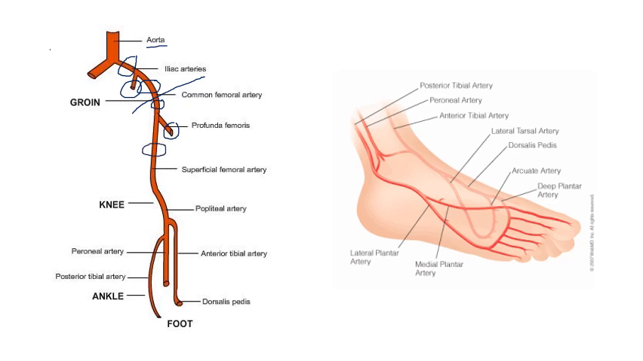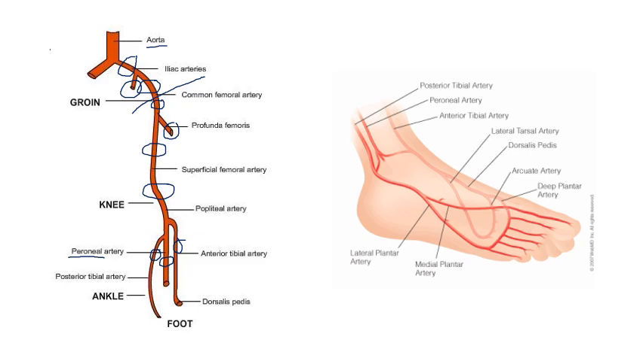And the superficial femoral is going to continue down the thigh, and as it reaches the level of the knee, right about here, it changes its name to popliteal artery, and then the popliteal artery is going to split into anterior tibial, posterior tibial, and a smaller middle part called peroneal artery. This is also called the fibular artery. So peroneal and fibular are synonymous.